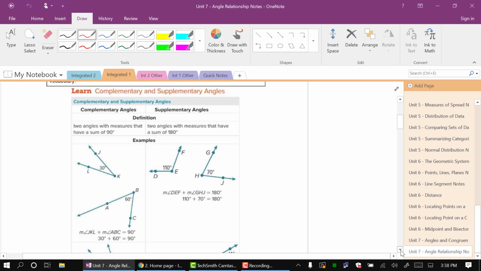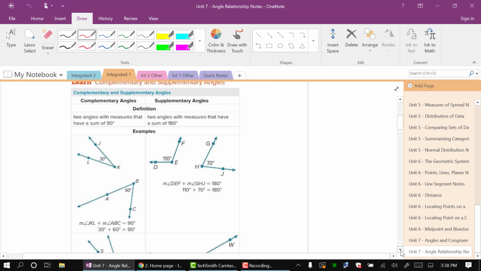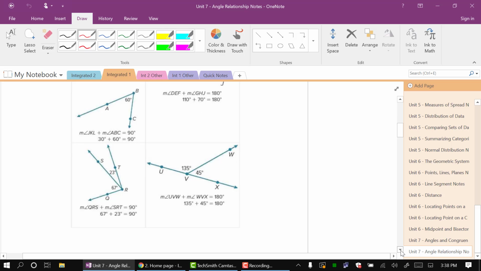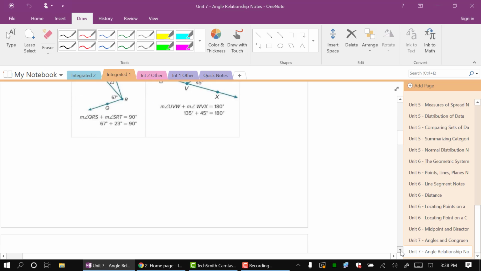Complementary angles are two angles that add up together to give you 90 degrees. Supplementary are two angles that add together to give you 180 degrees. So complementary angles create right angles. Supplementaries create straight angles or linear lines. We have some examples of complementary and supplementary angles right here.